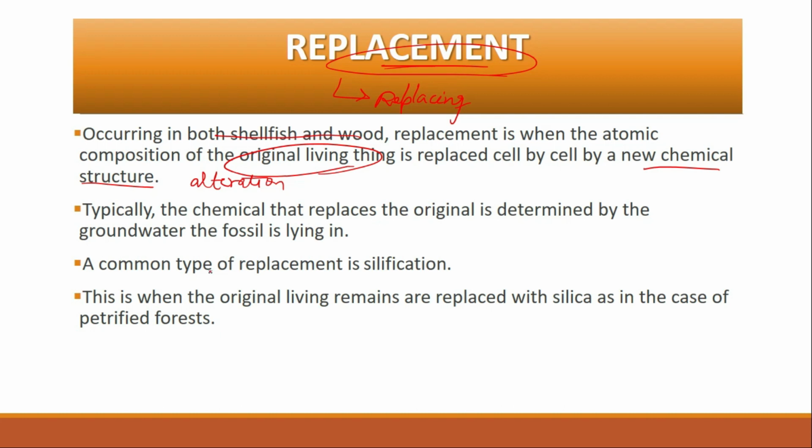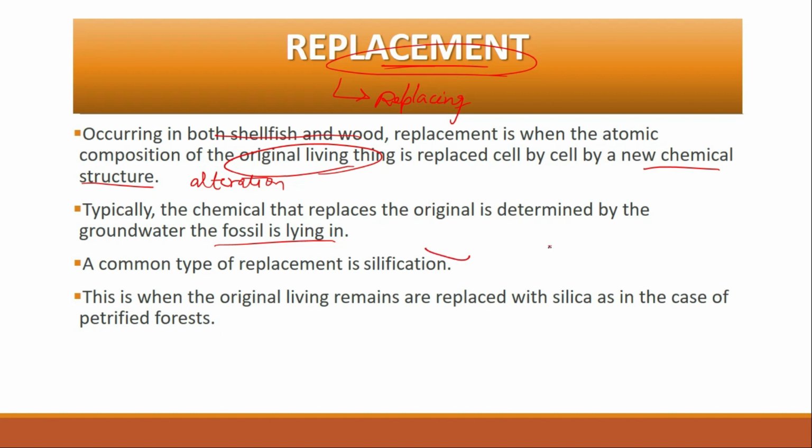Fine. So typically the chemical that replaces the original is determined by the groundwater the fossil is lying in. So it depends on the groundwater, on the magnetite, silica, carbon, iron oxide, calcite, sulfur. So depending upon the nature of the replacing substance, the processes are known as pyritization, hematization, calcification, dolomitization, and so on, silicification. So a common type of replacement is silicification.